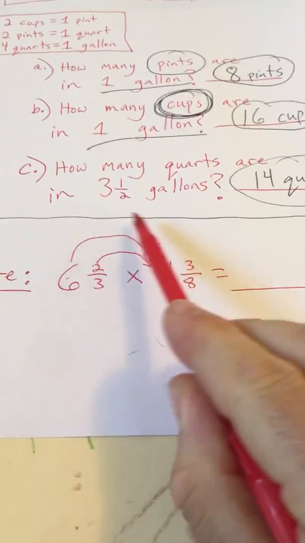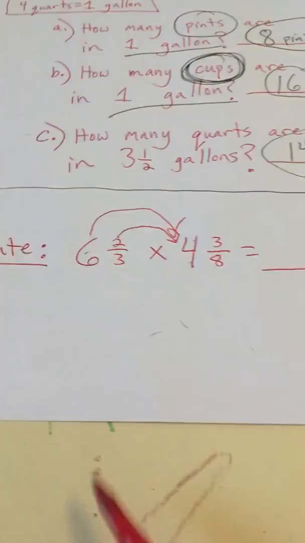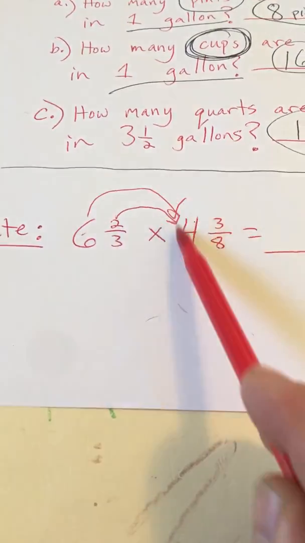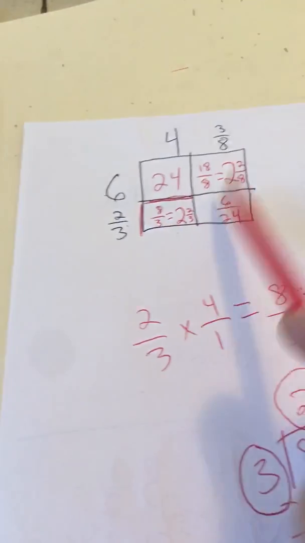So now that we did 6 times 4 and we did 6 times 3/8, then we did 2/3 times 4 and we did 2/3 times 3/8. We have to multiply each of them times both of those numbers. And then we're going to add up all these partial products.